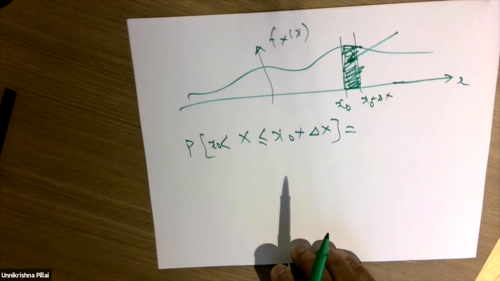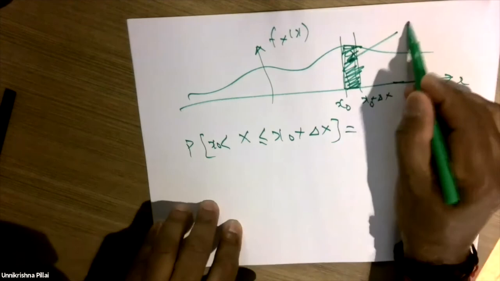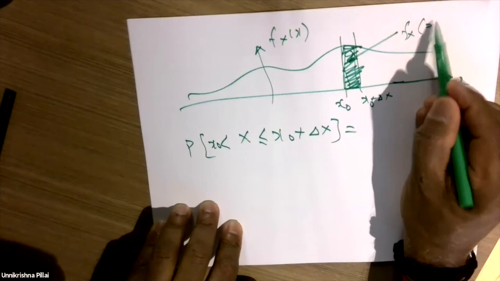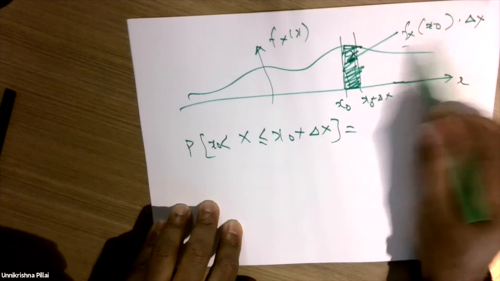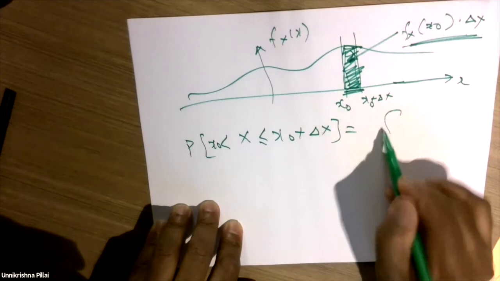Integration. f_X of what? f_X of x, very good. Multiplied by delta x. So let's remember this formula. If delta x is very small, instead of integrating, you can write it approximately like this. So I'm going to use this. That's the reason I said it.